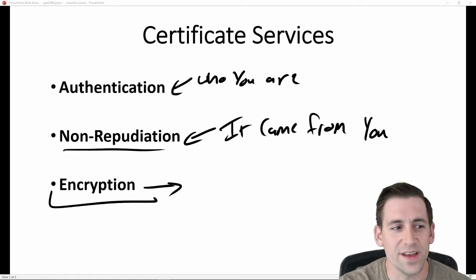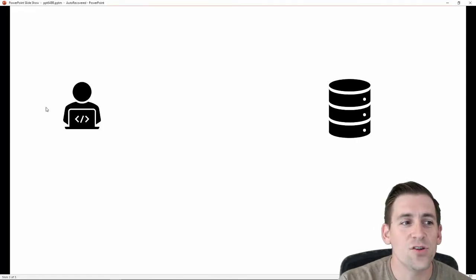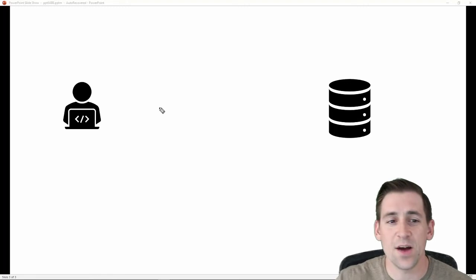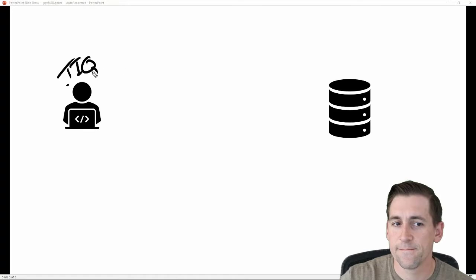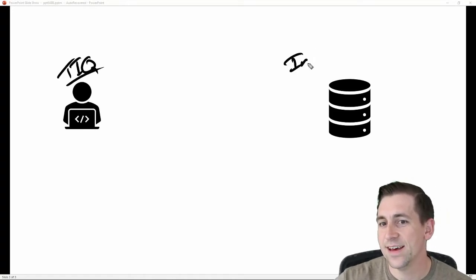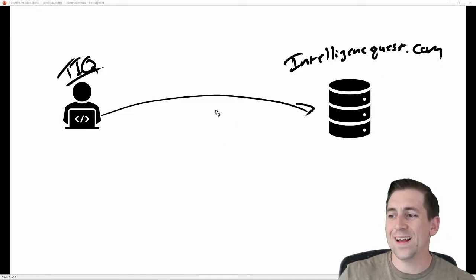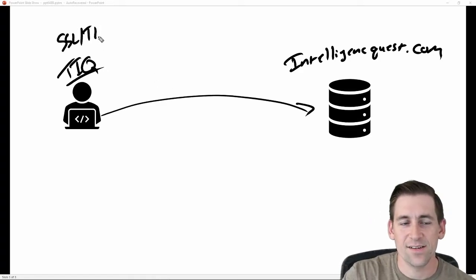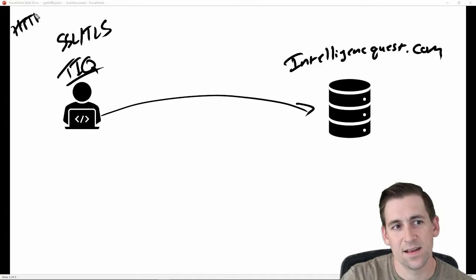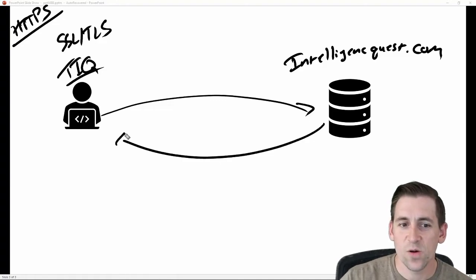Okay, so how do we do this? This is the more important question, right, Travis? Okay, so this is what our certificates are intended to do. How do we facilitate this? Well, where does the certificate come into play? First and foremost, the host, TIQ, is communicating with intelligencequest.com. I request the setup of a TCP connection and an SSL or TLS session, in the case of HTTPS, HTTP secure. And the website responds with a certificate.